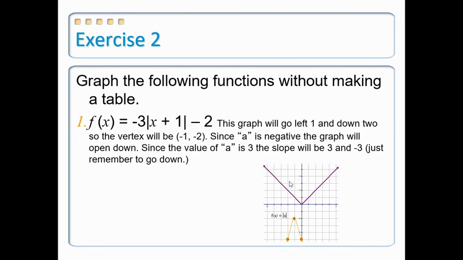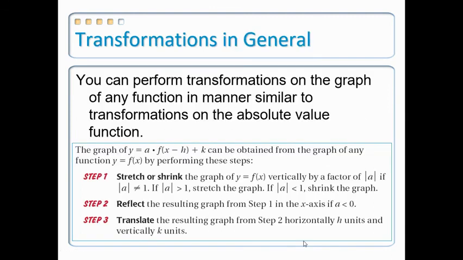Okay, we're going to graph the following functions, and again, we don't make a table. We can see that the vertex is going to be (-1, -2). So we go over to -1 and down to -2, and there's our vertex. Notice that it says that -3 is our slope. So we're going to go over 1 and down 3, both to the left and to the right, in order to pick up our next points in order to graph.